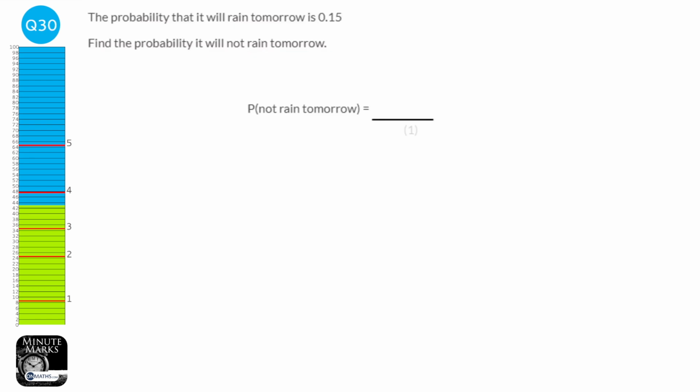All probabilities have to add up to 1. And so the probability it will rain tomorrow is 0.15. And so the probability it won't rain is 1 minus 0.15, which will be 0.85.